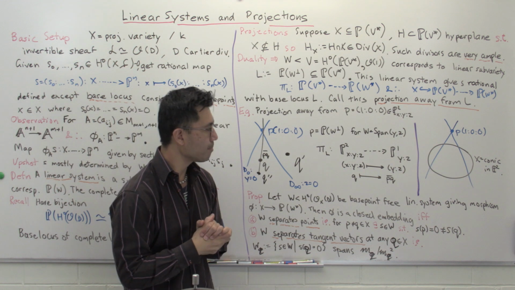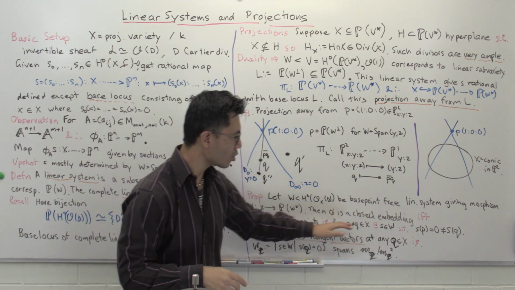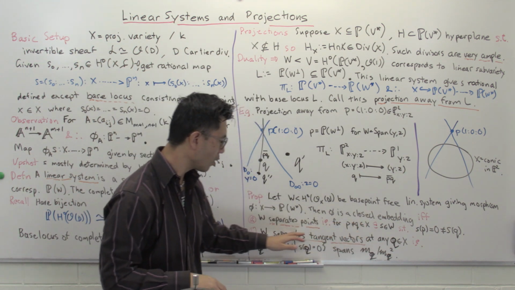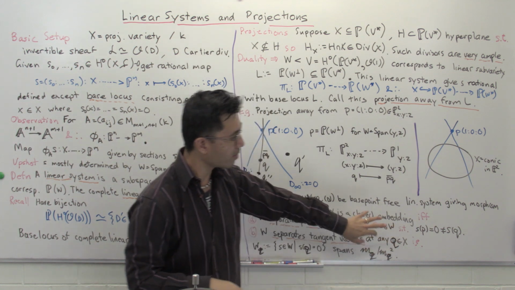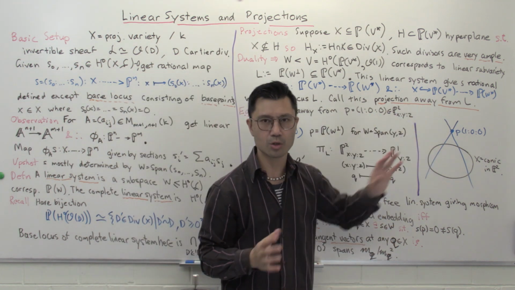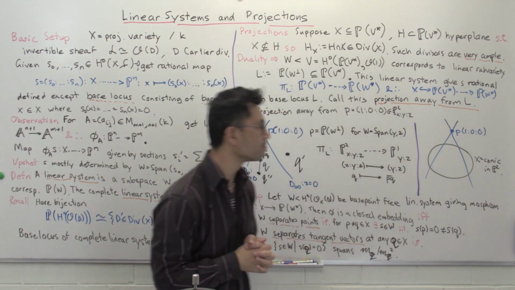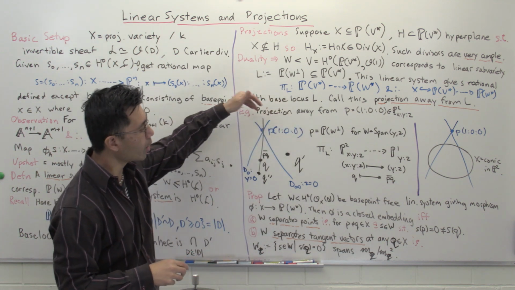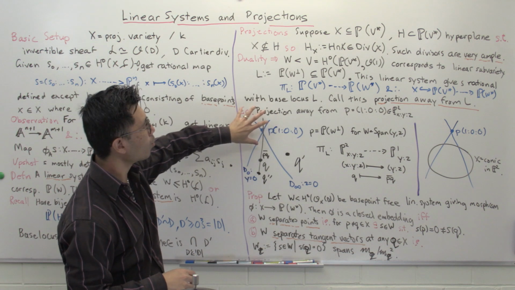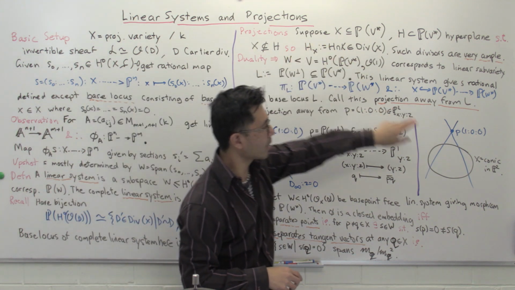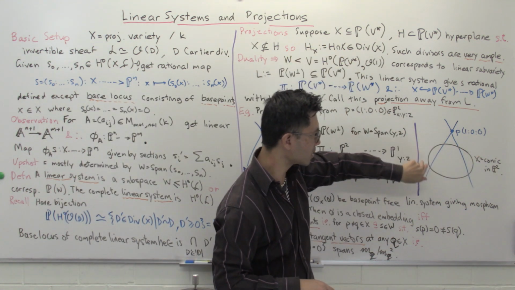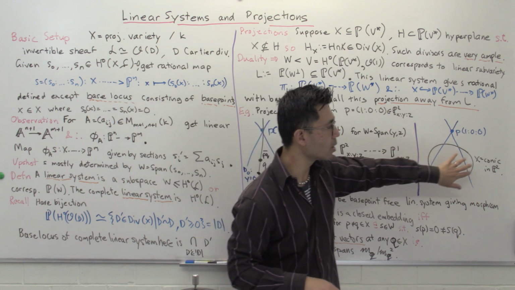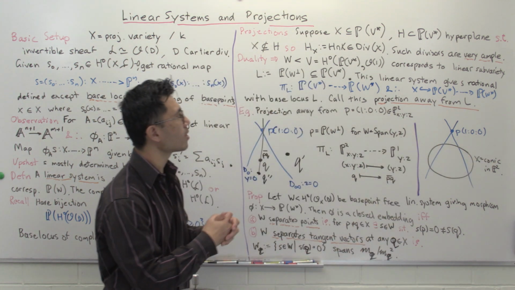Okay, so let me give you an example to show you that this may look a little bit complicated, but if you look at a simple picture of what goes on, it's a lot easier. So let's look at the same setup that we have here, but now I want to restrict what we have here to X, which is a conic inside P2. So that's given by this conic here. Everything else is the same.